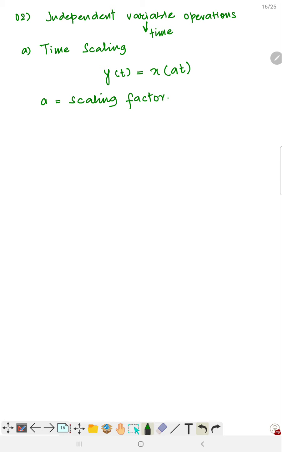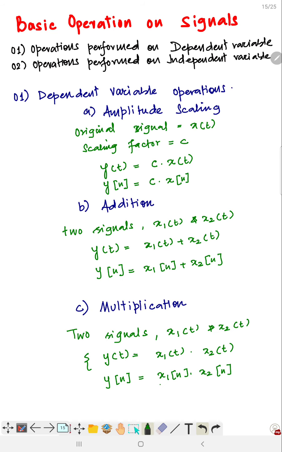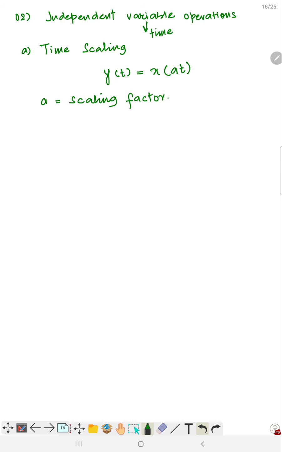First among them is time scaling. Fine. We earlier had amplitude scaling, so you are basically scaling the amplitude of a signal. But in time scaling, as it is quite literal, we will be scaling the independent variable, which is the time t of a signal. So originally, if I have a signal x of t, I can time scale it by multiplying the independent variable with some scaling factor a.